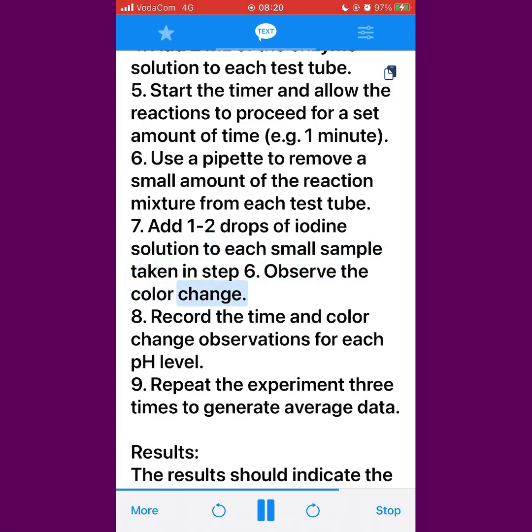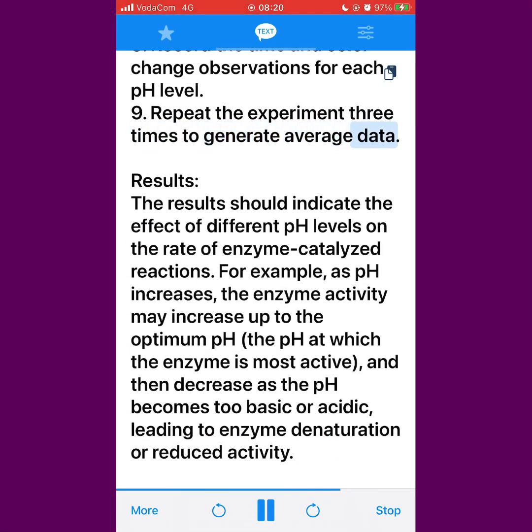Observe the color change. 8. Record the time and color change observations for each pH level. 9. Repeat the experiment 3 times to generate average data. Results. The results should indicate the effect of different pH levels on the rate of enzyme-catalyzed reactions.